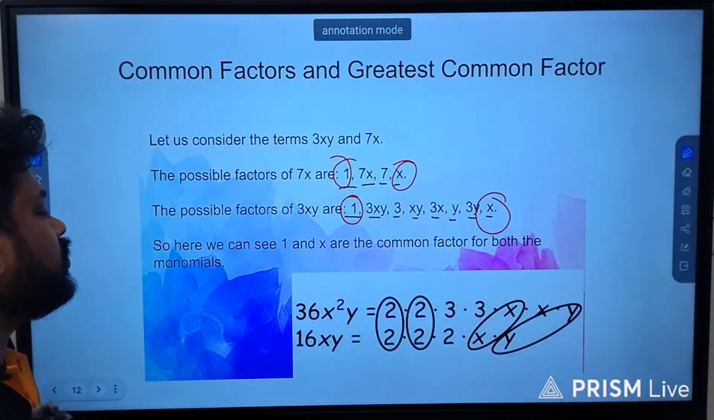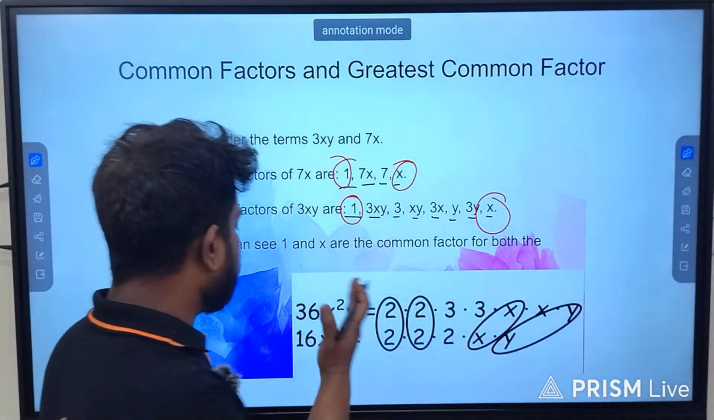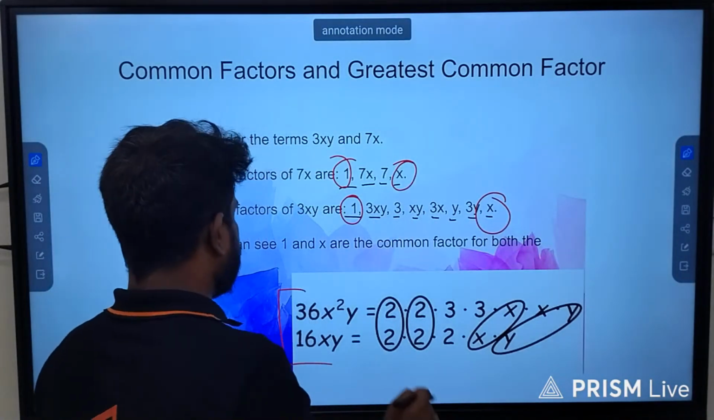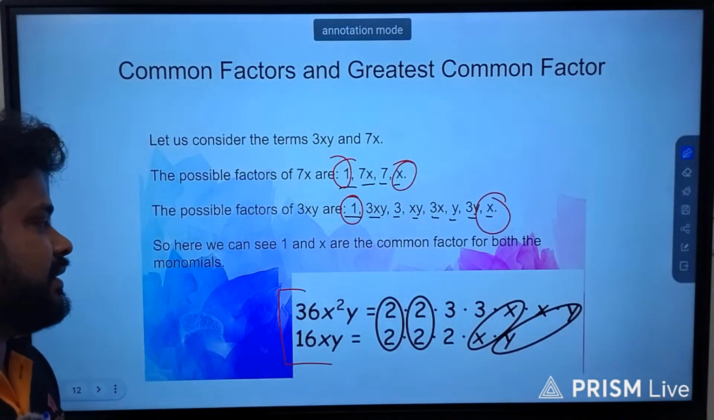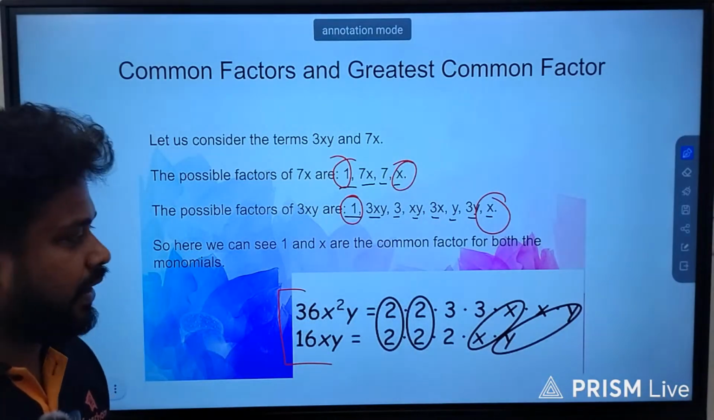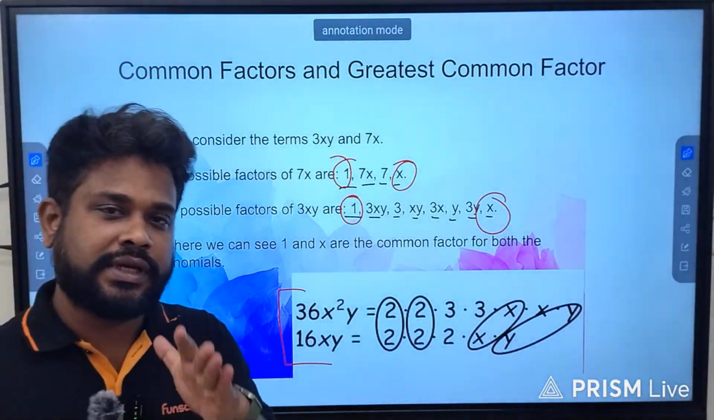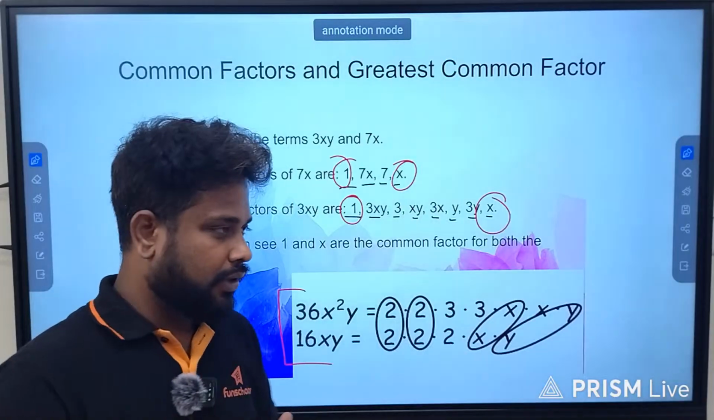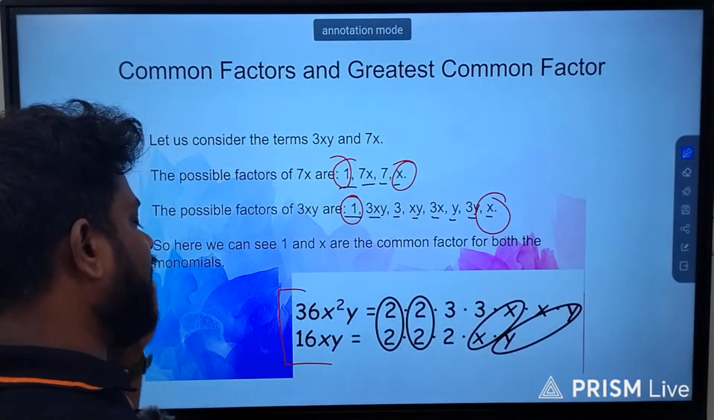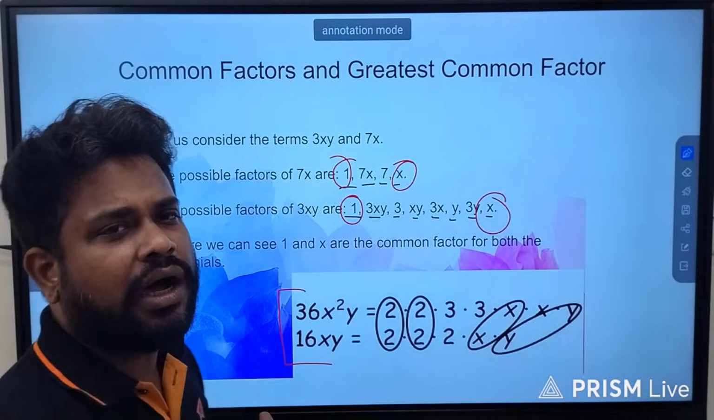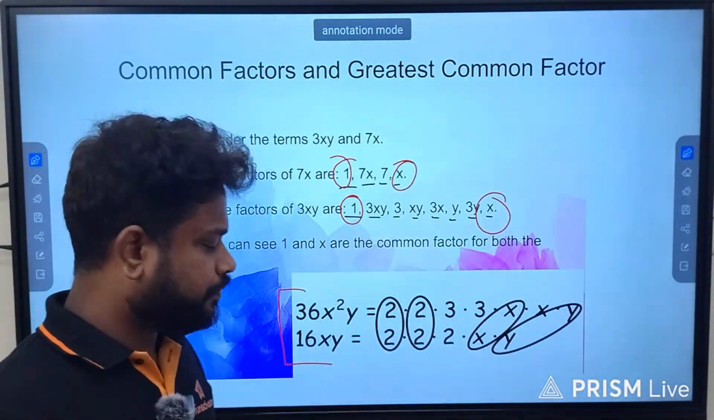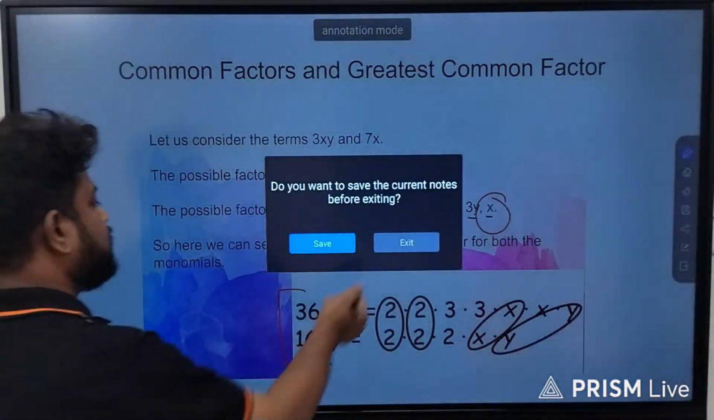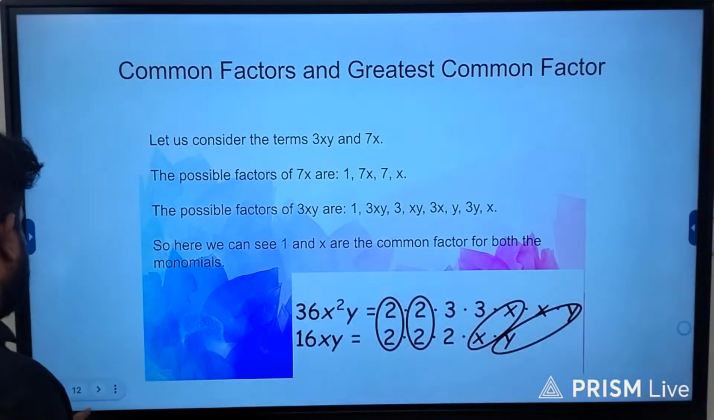Okay, and they have also done a similar one for another two monomials, that is 36x square y and 16xy. You guys can perform this at home in your copy, taking any two algebraic terms, and we will also discuss this in the further slides.